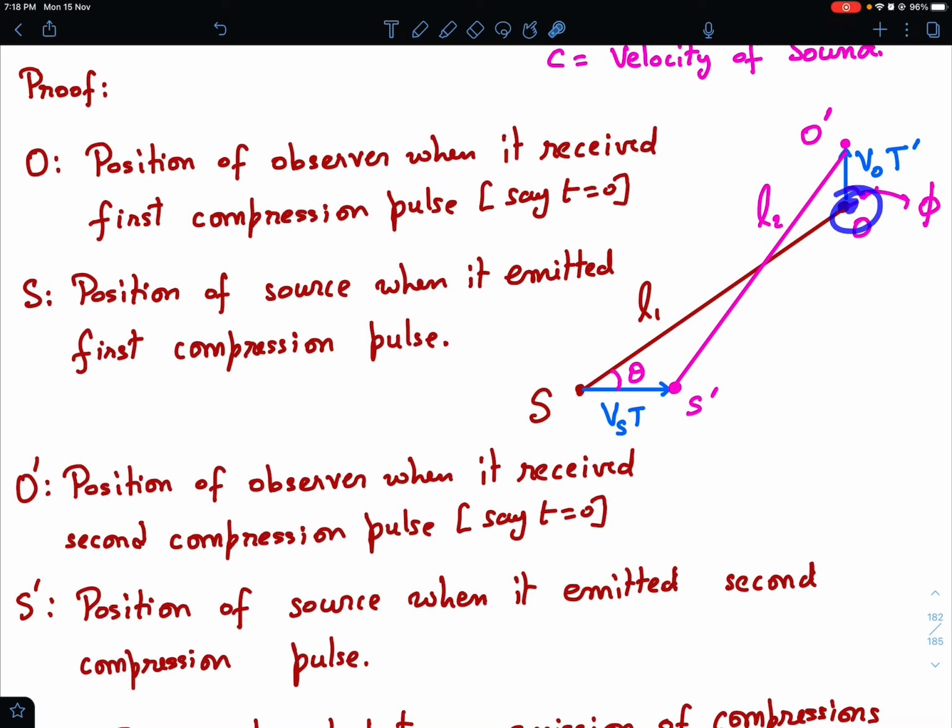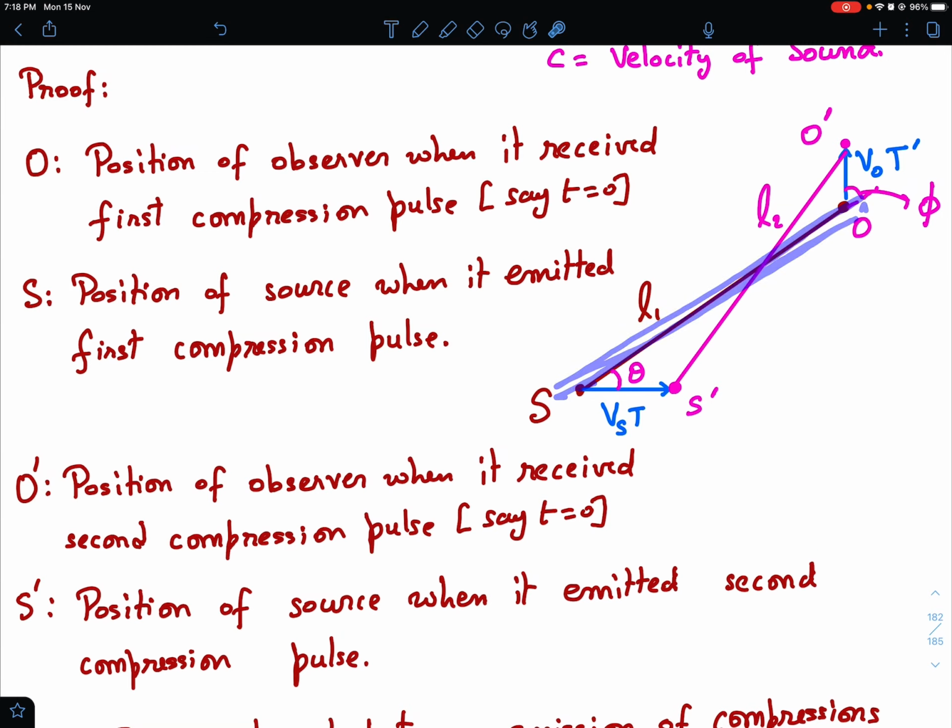Then when O observes the second compression pulse, O must have moved some distance. Let us say it observes the second compression pulse after a time period of t prime. Then the interval between the two compression pulses will be t prime and the observed frequency will be 1 by t prime. So the second pulse it is receiving after a time t prime. Meanwhile the observer must have moved a distance Vo into t prime. O prime is the position where it has received the second pulse, and S prime is the position of the source when it emitted the second pulse.